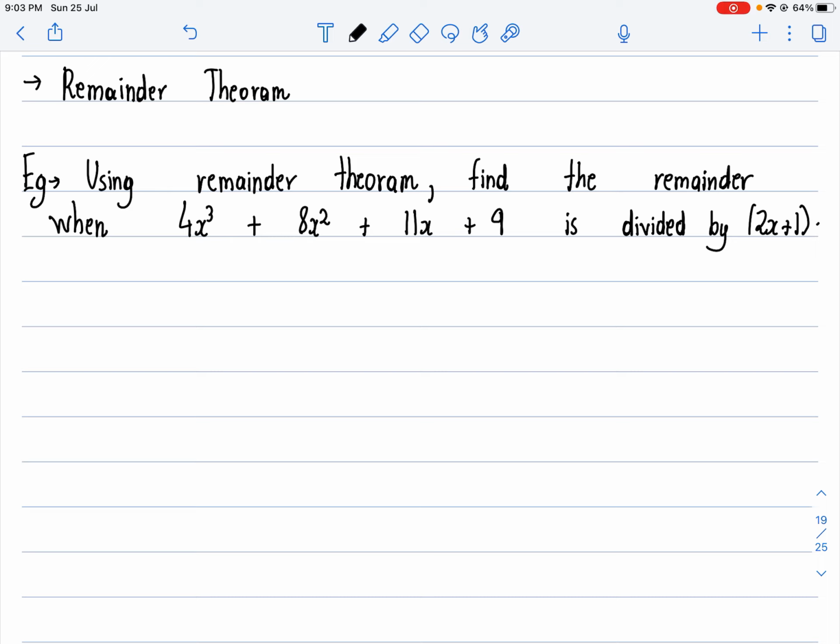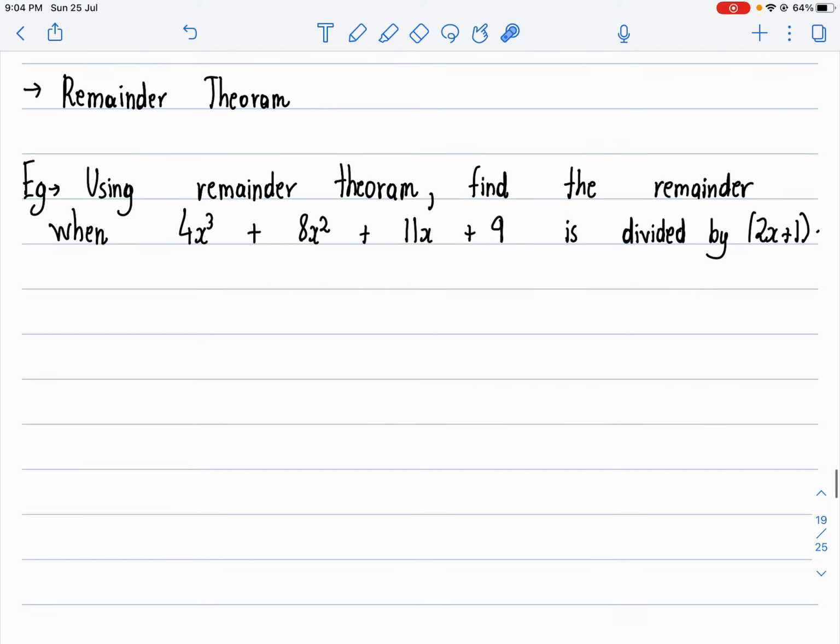So the example is basically a question. Using remainder theorem, find the remainder when 4x cube plus 8x square plus 11x plus 9 is divided by 2x plus 1. This is basically the question. I know you can even obtain the remainder using full division, but here they have specified that we need to use the remainder theorem, and even in past papers, they specify which method to use.